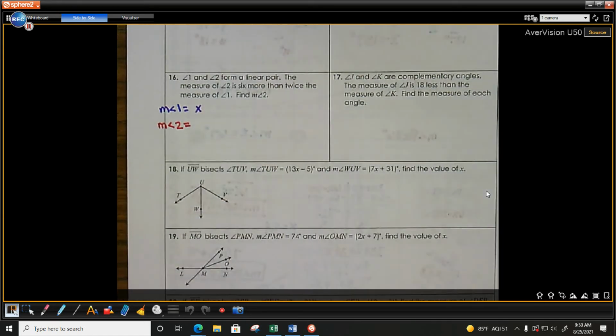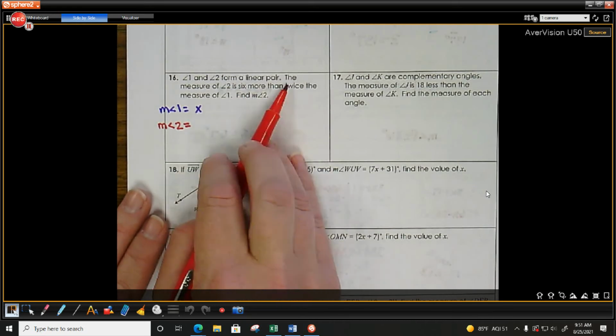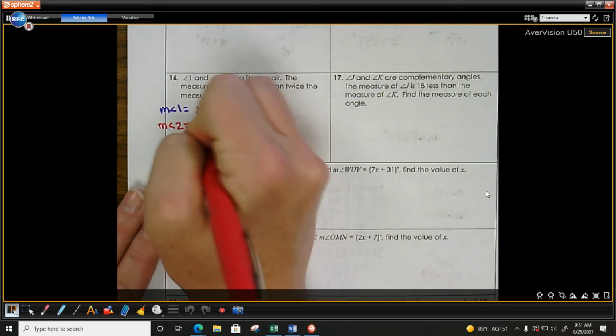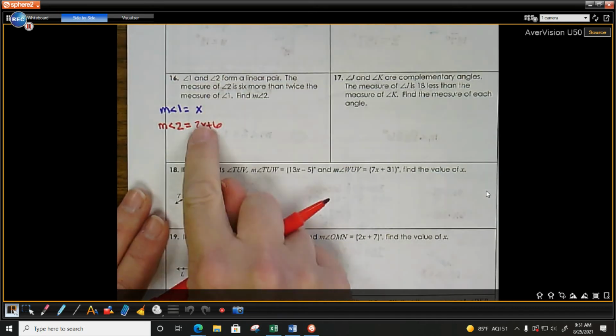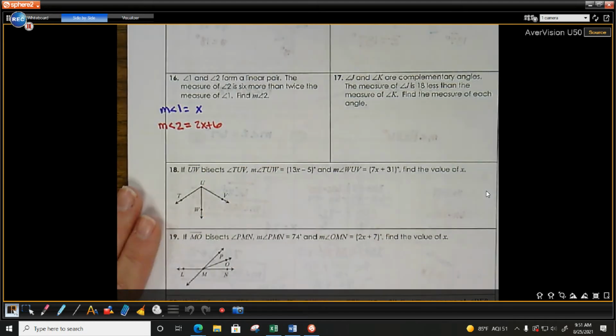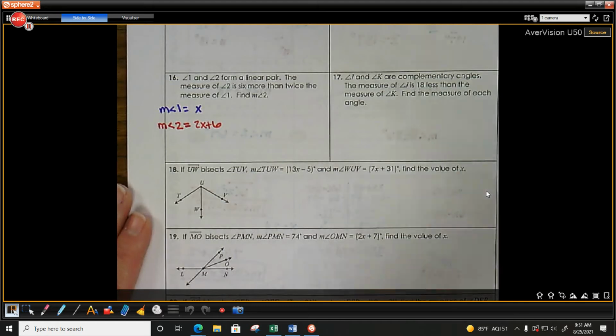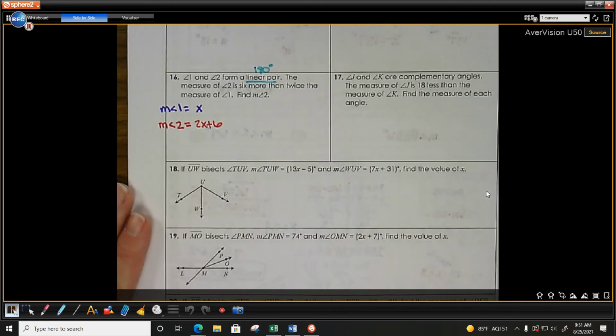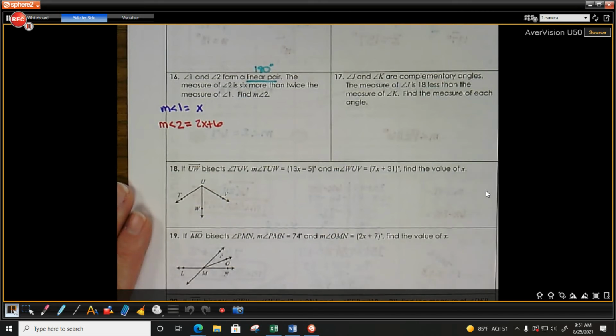Now the measure of angle 2 is 6 more than twice the measure of angle 1. So how would I write that? 2x plus 6. Twice angle 1, which is x, and then 6 more than that. Are we okay with how I wrote my two angles? Again, they're a linear pair, meaning their sum is 180. So what am I going to do? But we're not equaling them to each other. Add them and set it equal to 180.